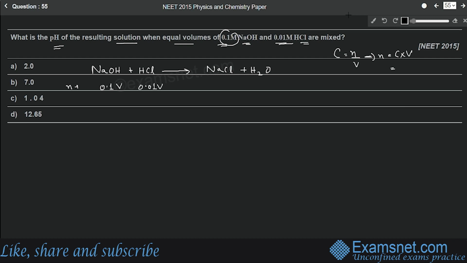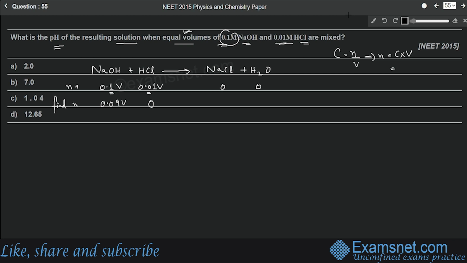Volumes are same, okay? It is given equal volumes. So, its number of moles will be 0.01 into V. And the initial concentration of the products will be 0. Now, what will be the final number of moles? So, final number of moles of NaOH will be 0.09 V because here HCl is present in less amount, NaOH is present in more amount, right? So the one that is present in less amount will completely disappear.